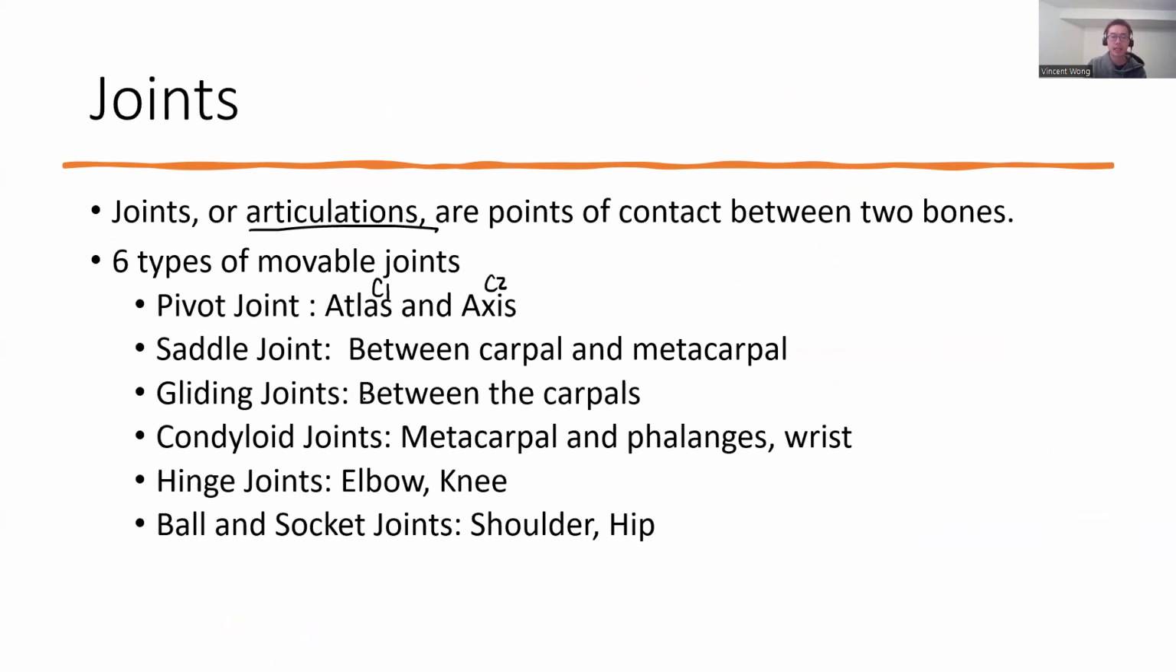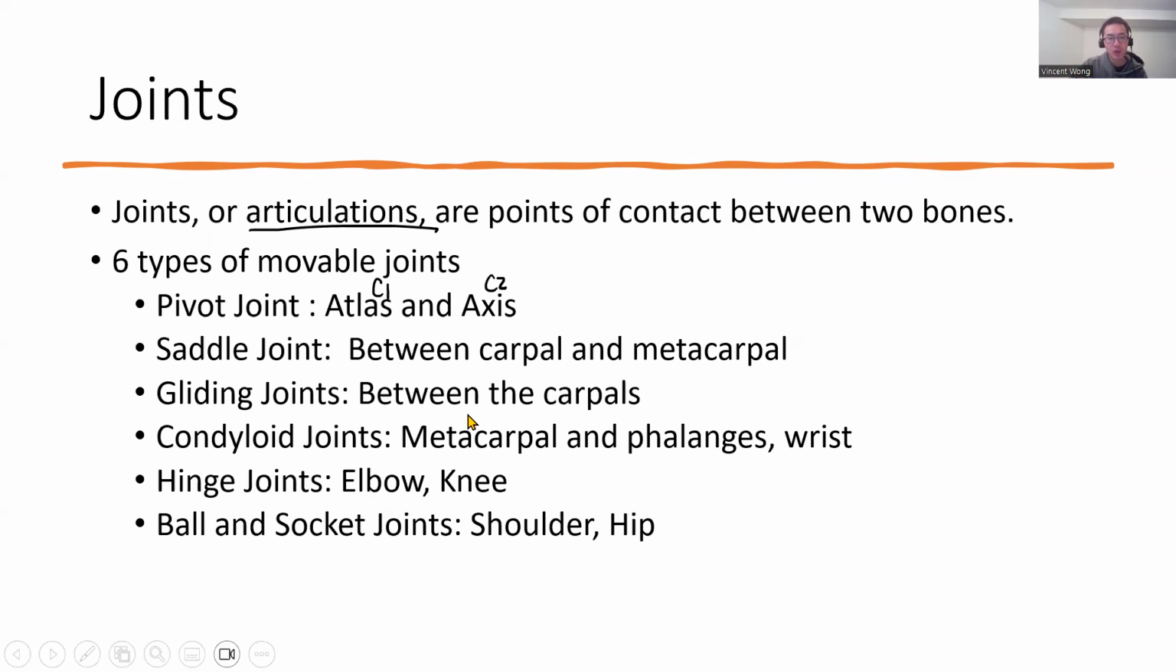Next one is saddle joint. Saddle joint exists between the carpals and the metacarpals. Metacarpals are the bones at the back of your hand, and the carpals are the small bones at the wrist. So they form a saddle joint. Saddle joint allows small motion like this. Right? It allows you to move the wrist in a not as wide of a range, but just a shallow back and forth rotation.